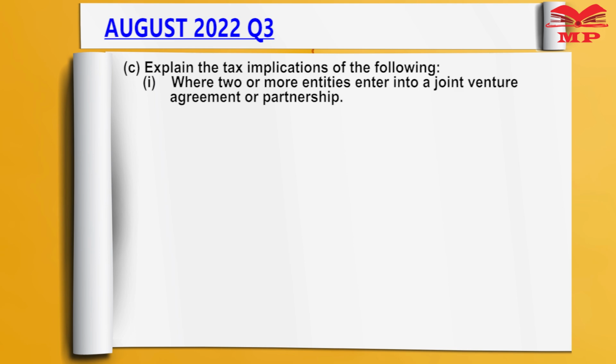Explain the tax implications of the following. 1. Where two or more entities enter into a joint venture, agreement, or partnership.